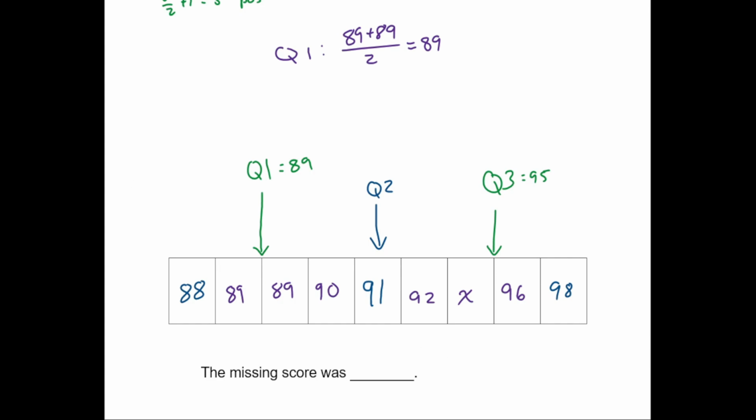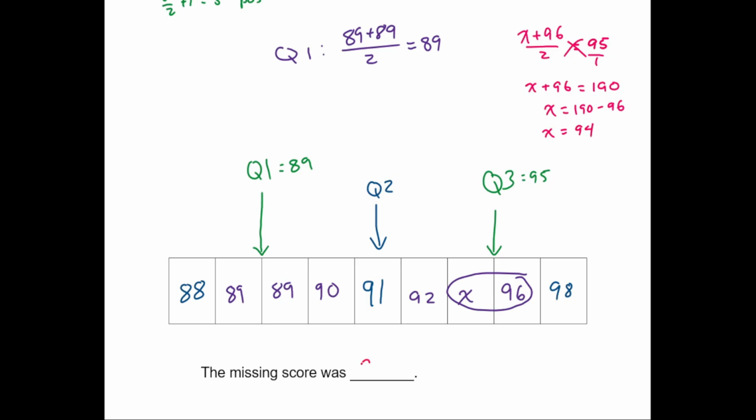Okay, so how do we figure this out now? We just take the two numbers that are next to my Q3, X and 96. Let's use a different color here, let's go pink. X plus 96 divided by 2 should give you 95. So X plus 96, we cross multiply here, and we get 190, so X is equal to 190 minus 96. So X is just equal to 94. The missing score is 94.